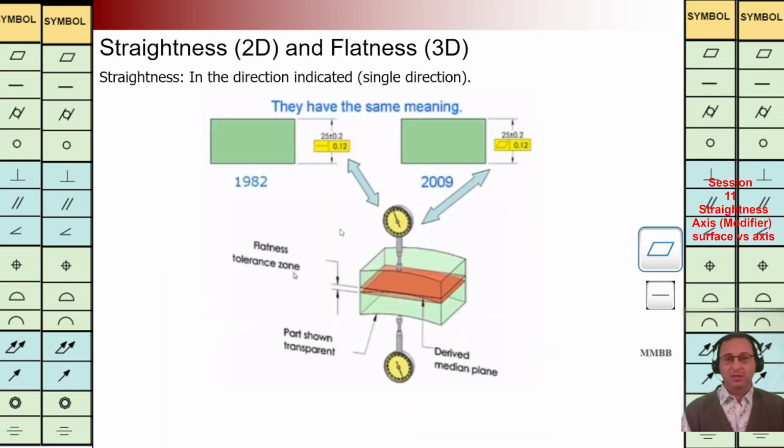Let's compare a straightness and flatness. A straightness is 2D. As we can see here, this straightness is connected to dimension. It means we are going to talk about the mid plane, and the same. We have flatness here. This flatness is connected to dimension. It means we are going to talk about mid plane. But for a straightness, it is just a line in one direction. But for flatness, it is 3D in 2 dimensions. We are going to measure the flatness of that mid plane.